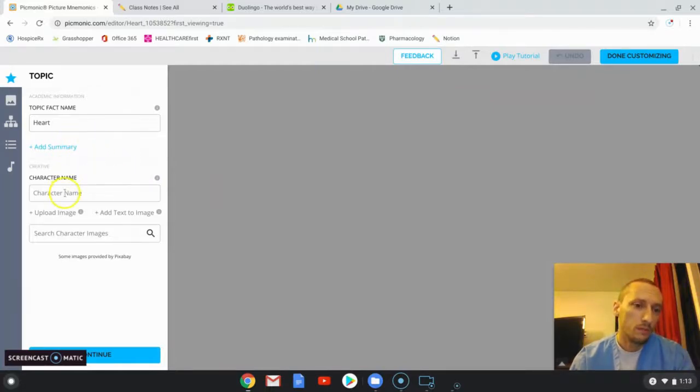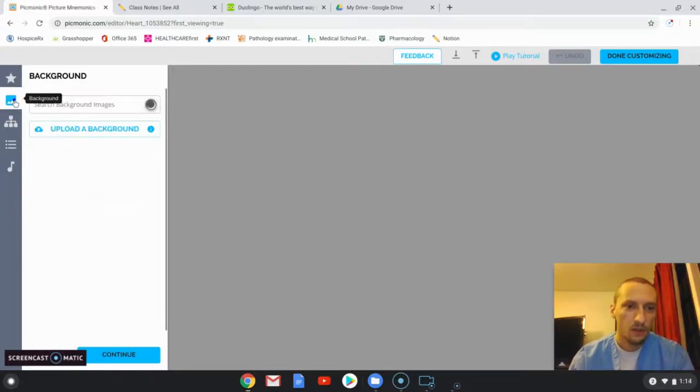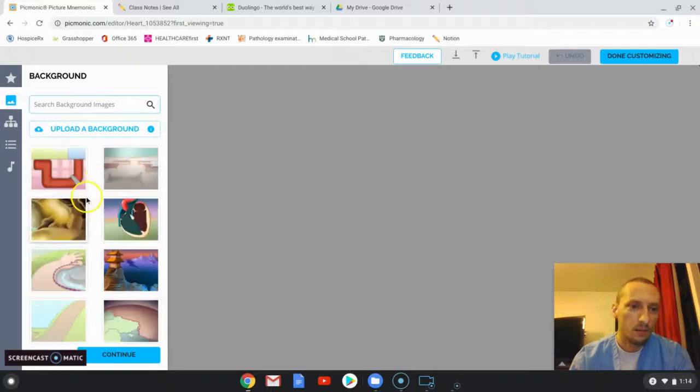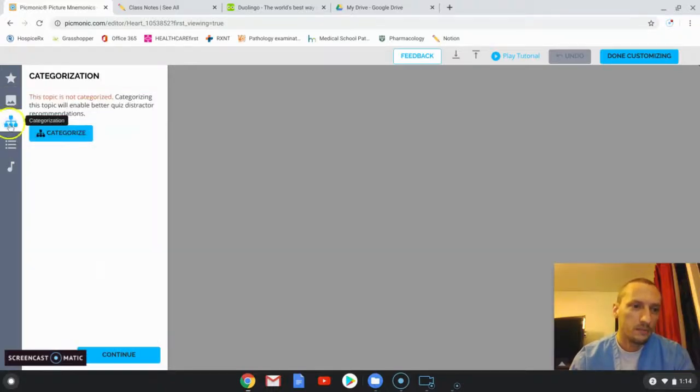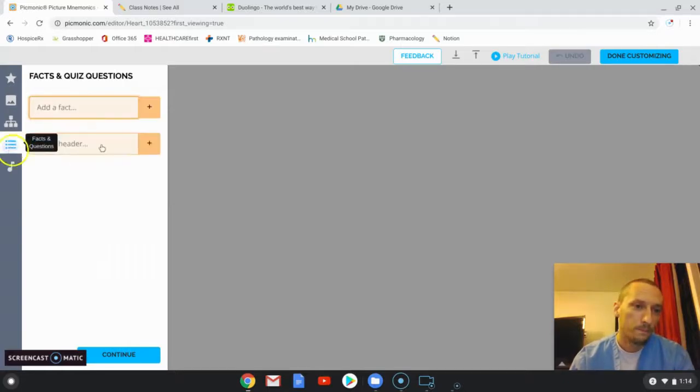So you can upload images. You can add a character. I'd probably add characters. Yeah, you can search character images that they already have there. So the beta fish you can put in there. You can select your background that you want. Categorize it. Put it under, like, say, cardiovascular. You can add facts, and matter of fact, I should probably do this and start making my own. You can add different facts.